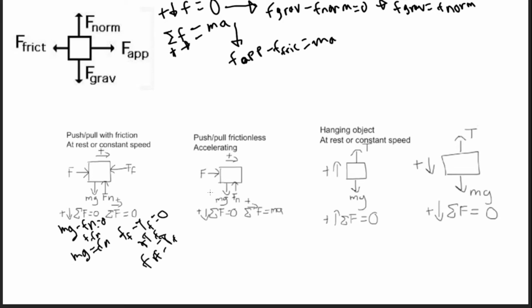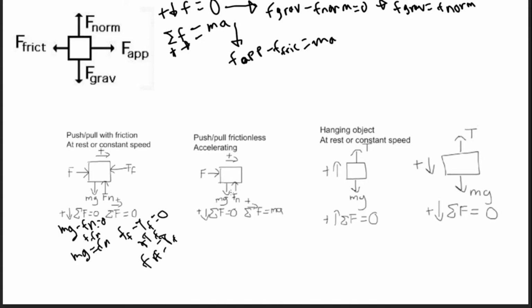That's all it is. So that is our first example. And we have push-pull frictionless accelerating. In our scenarios, if we use something like a hockey or ice rink, it would generally be frictionless. But that's not obviously real physics. It'll always have friction. So here we go.